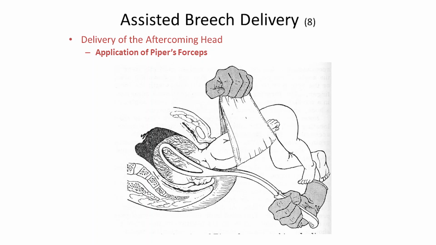Then, for delivery of the head, there are two major methods that can be used to deliver the head in assisted vaginal breech delivery. The first one is the application of Piper's forceps, which is the forceps specially designed for delivery of the aftercoming head. Delivery of the aftercoming head is important because one does not want the head to deliver suddenly, because if the head is delivered so suddenly, there could be rapid decompression and it could lead to tentorial tears, which is what is called the champagne cork appearance in delivery of the breech. So Piper's forceps can be used, which will ensure controlled delivery of the head.